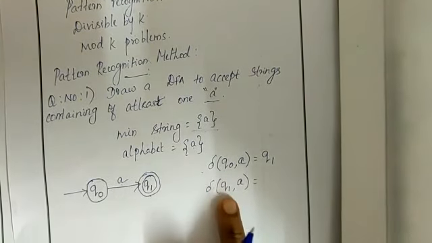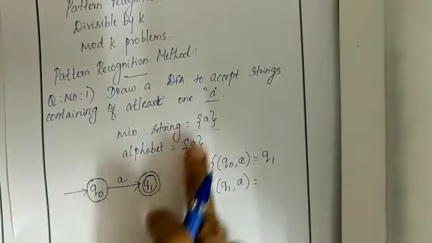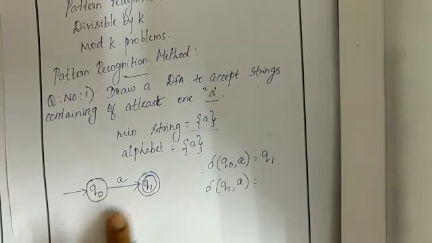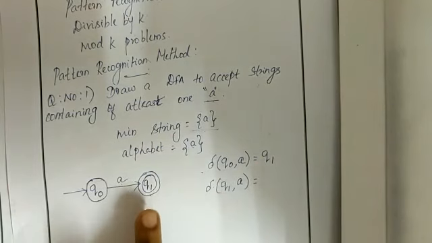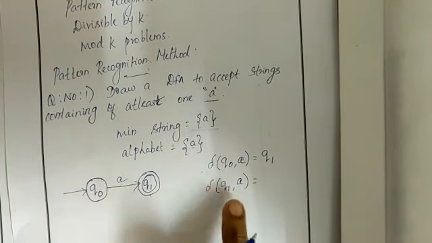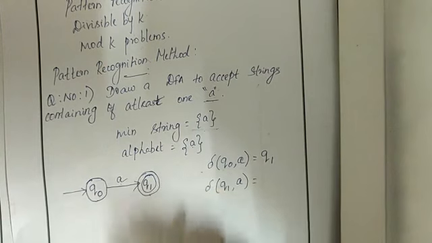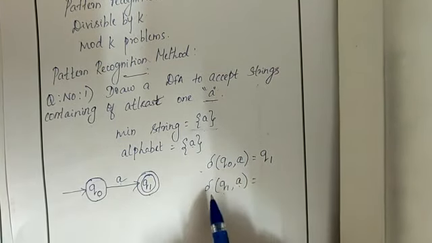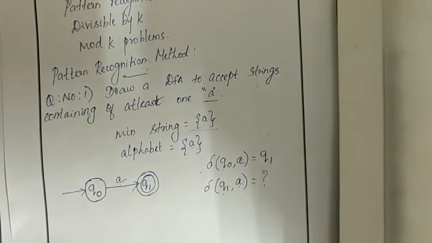Now, the next transition I have to find out. This diagram is incomplete, so with the minimum from the diagram, I have to complete all the transitions. Now how do I mark this transition? What is this telling? When the Q1 state is accepting A input, where is the transition? I have to find out this transition.